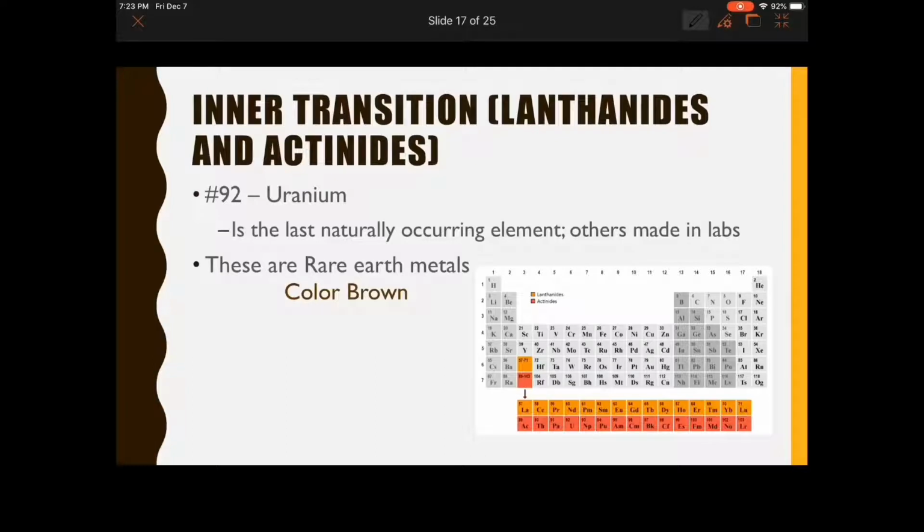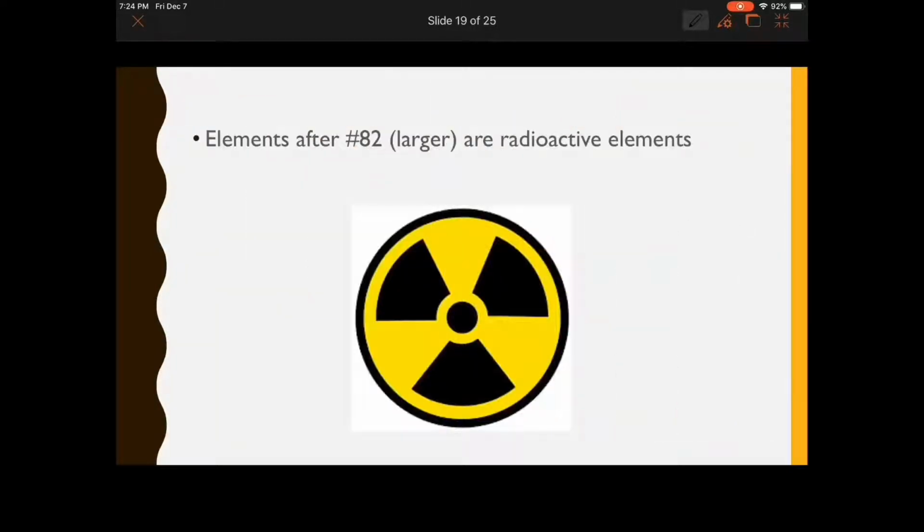Now let's talk about the inner transition, is what we call them, or the lanthanides and actinides. The reason that these are different is because we call these the rare earth metals. Most of these don't occur in nature. The last truly occurring element in this group is uranium, and the rest are made in labs. A lot of these are radioactive when you look at them.